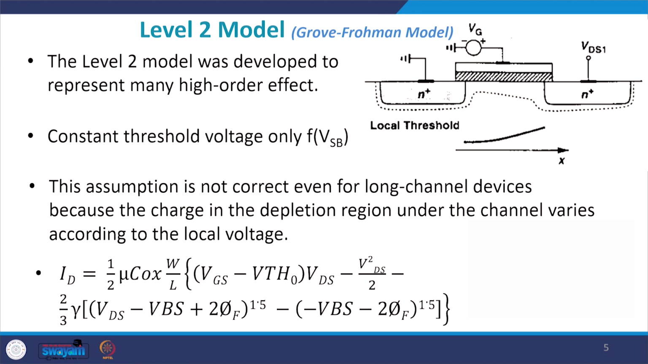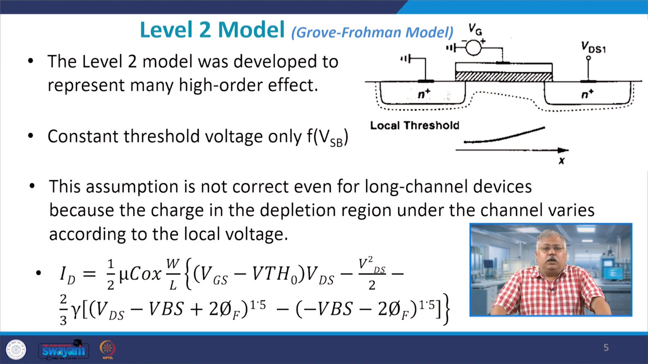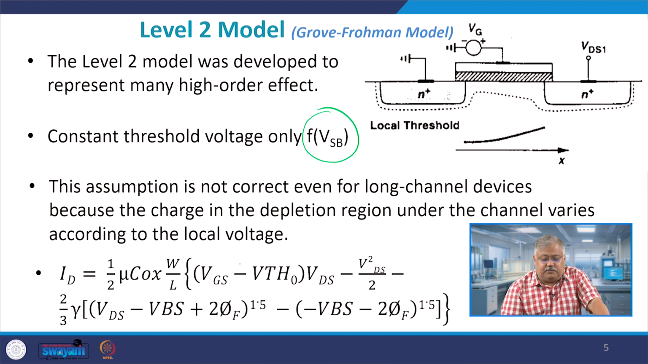Now, let us come to the level 2 model, and this is also known as the Grove-Frohman model. So, the level 2 model takes into account a large number of higher order effects, right. And these higher order effects will be inbuilt within the device structure. Here we are again assuming that the threshold voltage is only a function of VSB, the source to bulk voltage.